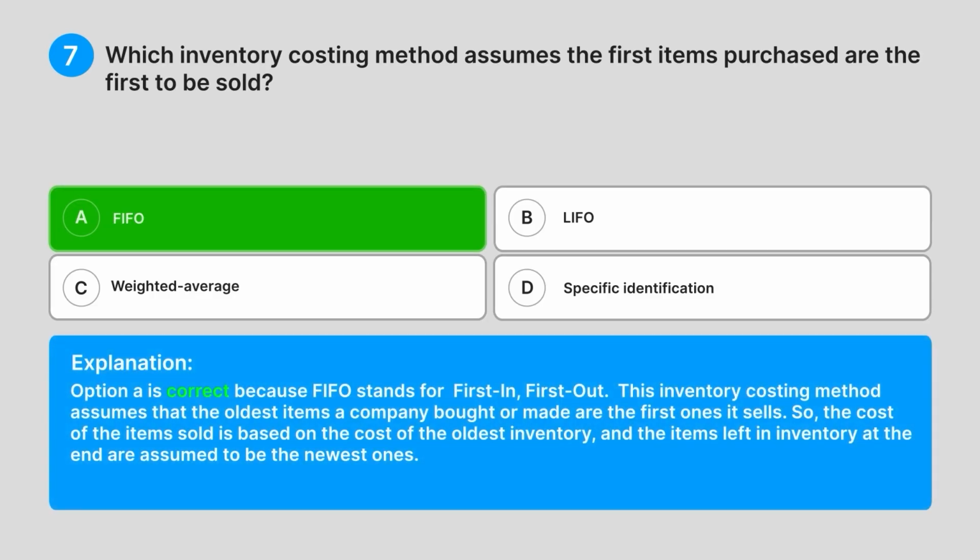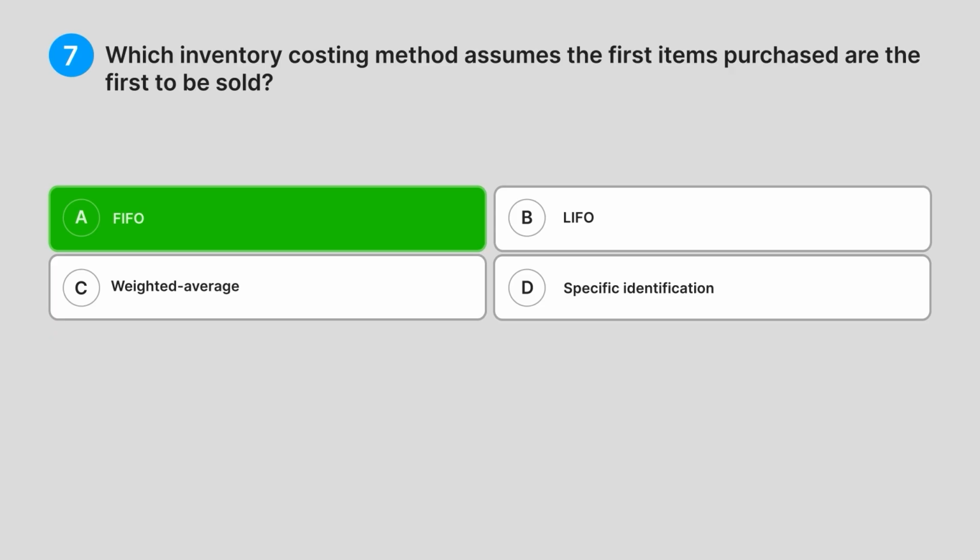Explanation. Option A is correct because FIFO stands for first in, first out. This inventory costing method assumes that the oldest items a company bought or made are the first ones it sells. So the cost of the items sold is based on the cost of the oldest inventory, and the items left in inventory at the end are assumed to be the newest ones.